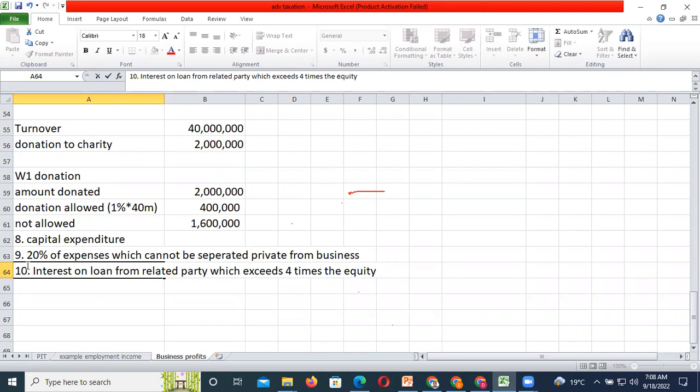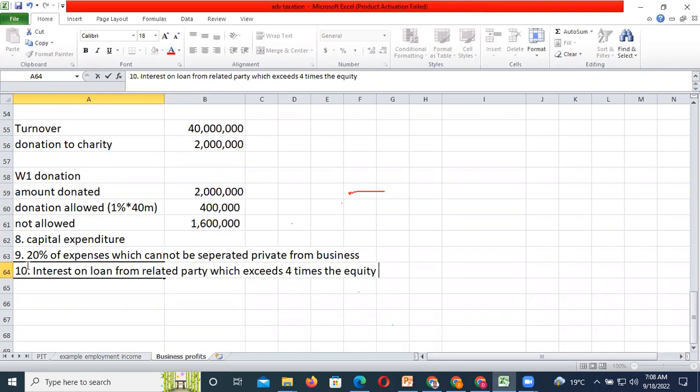Interest on loan from a related party which exceeds 4 times the equity. When we say related party, we mean one entity controls directly or indirectly another entity, or it can even be individuals controlling directly or indirectly another individual. Those we classify as related party.